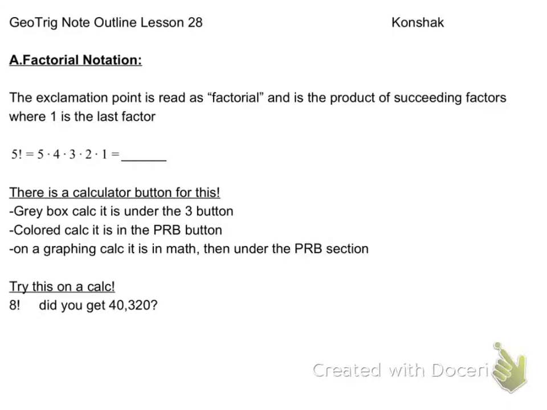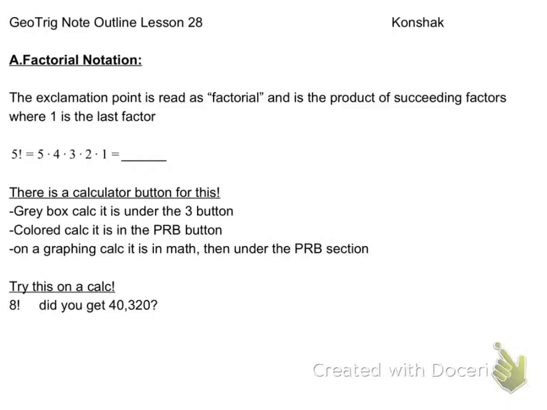So, geotrig, lesson 28 is the outline. We did 29, I think, already. We're now coming back to 28. So we got the unit circle stuff out of the way for now. But today we're going to talk about factorial notation.